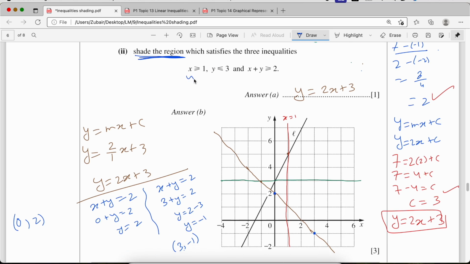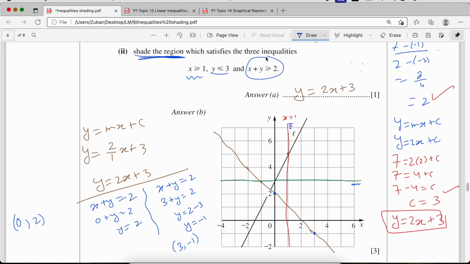So it says x is greater than 1. This is x is equal to 1, greater than 1 is to the right side. So small markings and we'll decide at the end. Then y is less than or equal to 3. This line is already y is equal to something. Less than 3 is the region below this line. Second done. Now the third one.